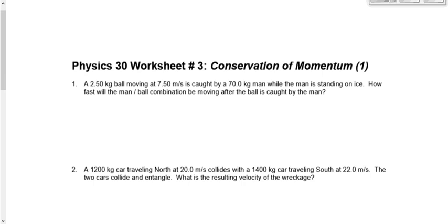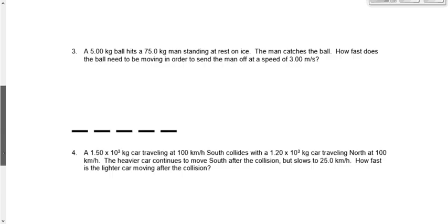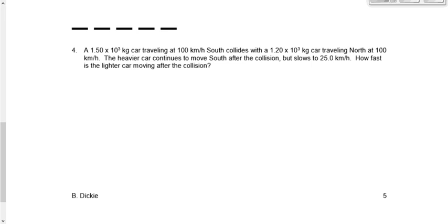We're taking a peek at worksheet number 3 here, questions 4, 5, and 7. Starting with question number 4, it says, a 1,500 kilogram car traveling 100 kilometers per hour to the south collides with another car to the north. I'm going to draw attention to the south and north thing there. Heavier car continues to move south after the collision but slows to 25. How fast is the lighter car moving after the collision here?